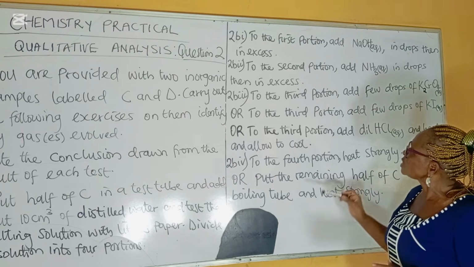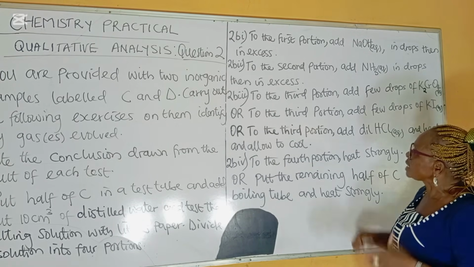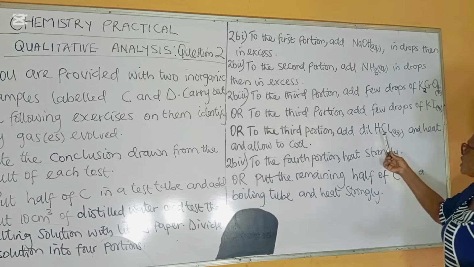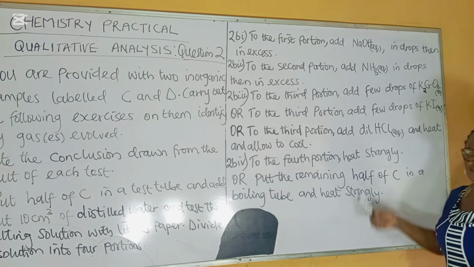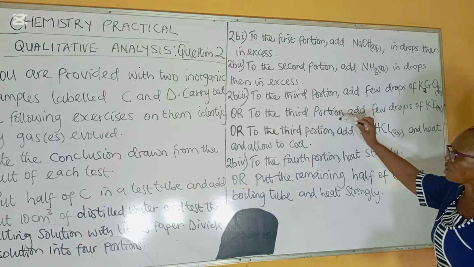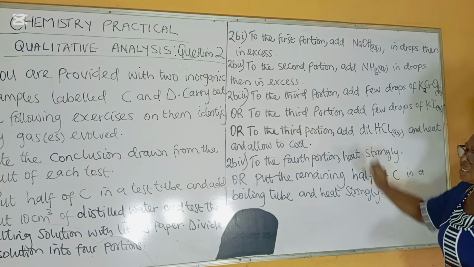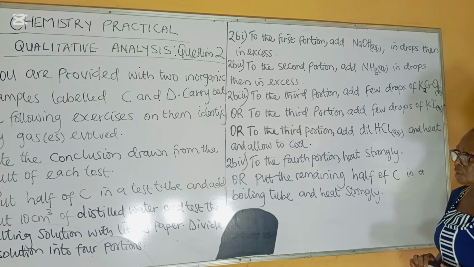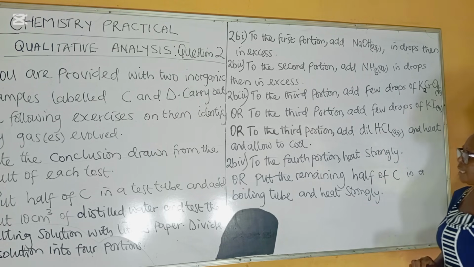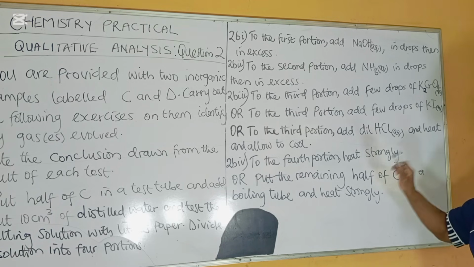Another confirmatory test goes like this. You can use the potassium iodide as a confirmatory test, and you can as well use dilute HCl as a confirmatory test. So I will carry out each of these based on the third portion. Any of these 3, one is likely to be asked. Then after that, we now go to 2BIV. To the fourth portion, heat strongly. That is the fourth portion of solution C.